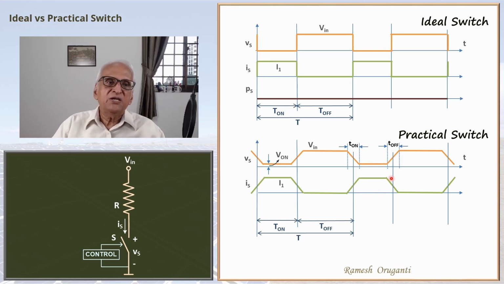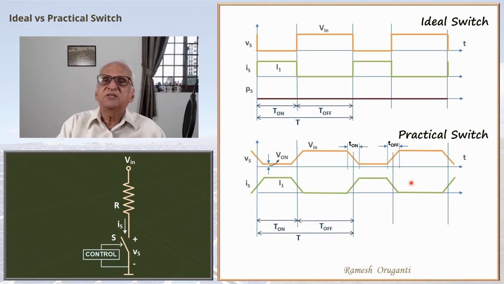Likewise, during the T off interval, when you switch off the switch, again, for that short interval T off, the current is not zero, the voltage is not zero, so the product is not going to be zero. Again, there is a power loss when you turn off the switch. So in a practical switch, there is a turn off power loss, there is a turn on power loss. Put together, they are called switching power loss.